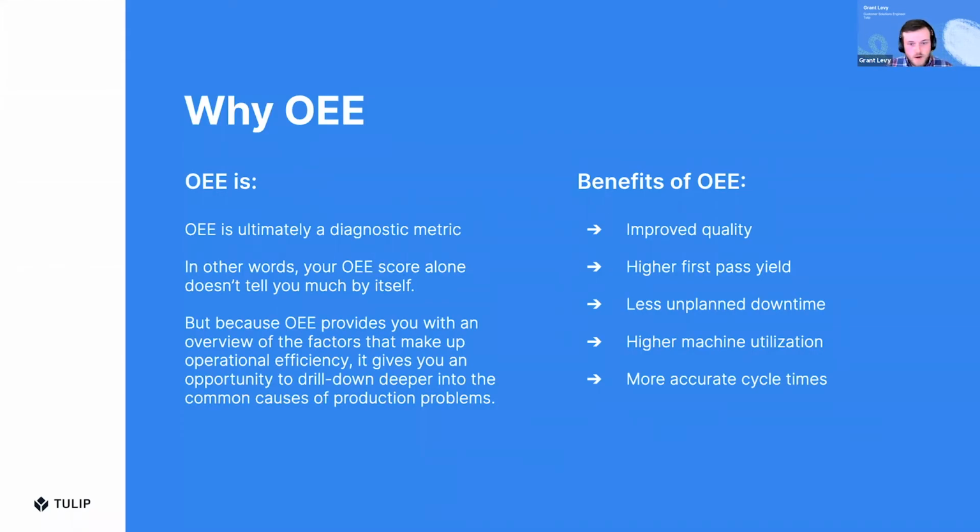Ultimately, OEE without that contextual data is a diagnostic metric. It's helpful to be able to see that your machine maybe is running at 50% OEE because you understand that there's some lack of efficiency there. But that's all you really have with just a number. Maybe your availability is low, but if you don't know why the machine is down or what your common downtime reasons are, it can be really hard to generate value from that number inherently. It can help drive attention, which is great.